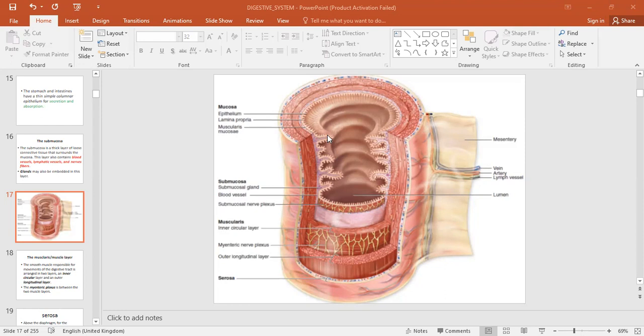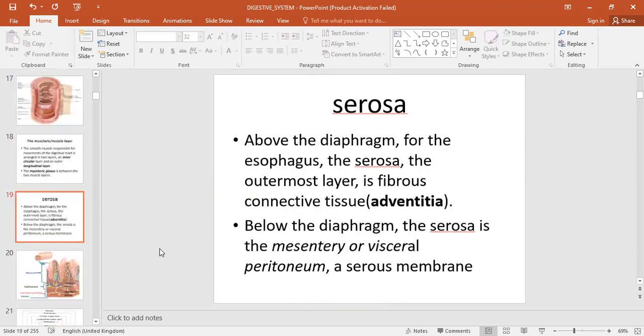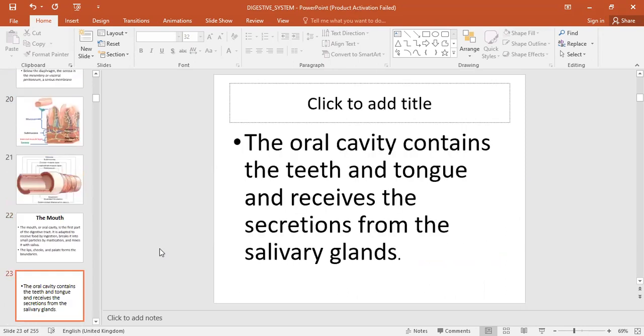So you see that we are starting with stratified squamous epithelium in the mouth. We're also ending with stratified squamous epithelium in the anal canal. Then in between is simple columnar epithelium. So generally, those are the four layers we're looking at: mucosa, submucosa, muscle layer, and serosa or adventitia. So we must keep this in mind as we go further in our discussion. Okay.